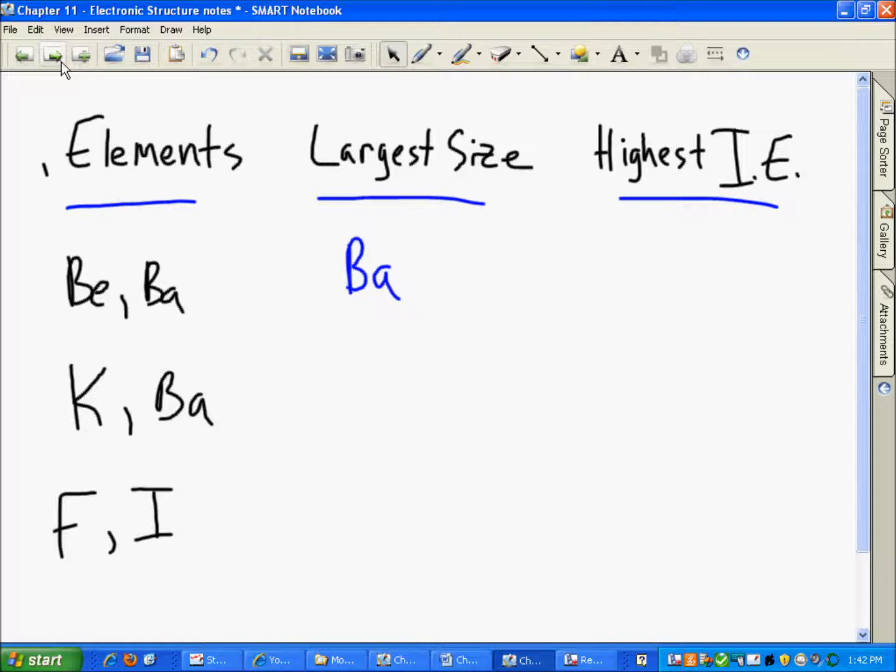So, of potassium and barium, which do you think is bigger? Barium. And why do you think barium is bigger? That's below potassium and over to the other side. Right. So as you go to the right, you would get slightly smaller, but as you go down, you get quite a bit bigger. So barium would be the bigger one.